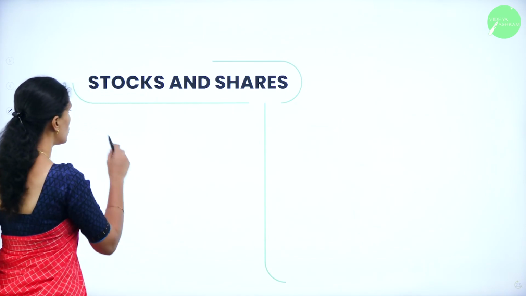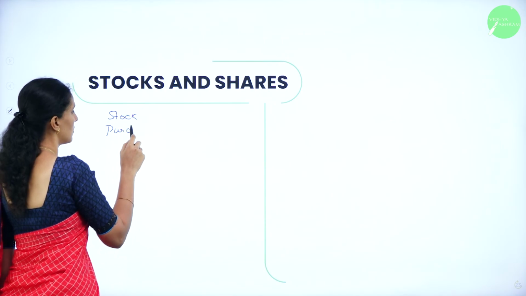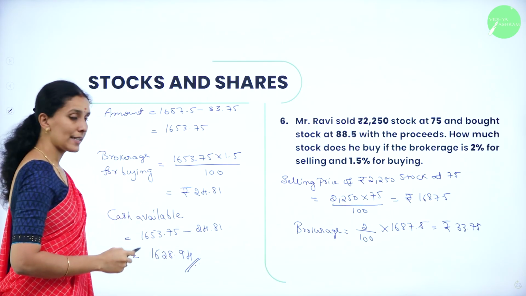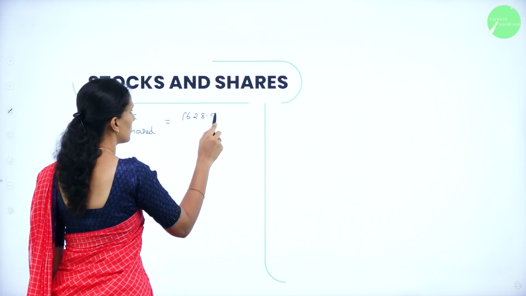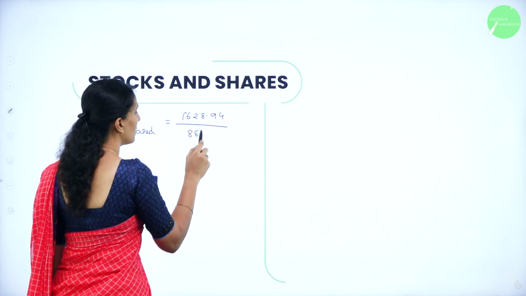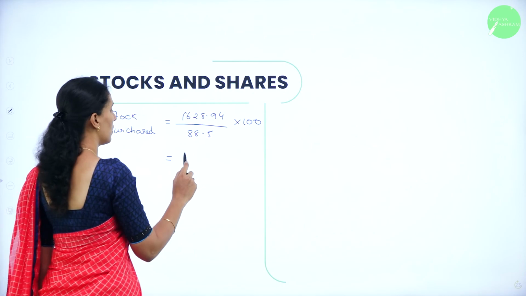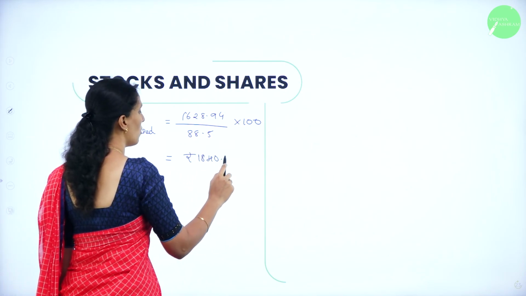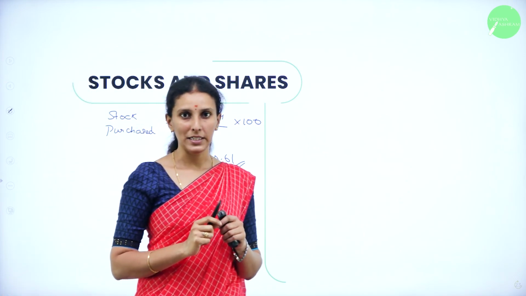He has told you that he has bought stock at 88.5. So therefore, stock purchased will be equal to 1628.94 at 88.5 into 100. So that is equal to rupees 1840.61. So this is the amount of stock purchased.